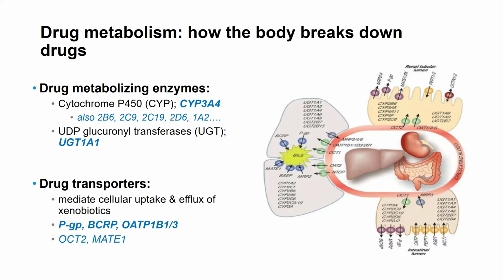Drug transporters in the small intestine, liver, and kidney mediate cellular uptake and efflux of xenobiotics. Transporters involved in clinically significant DDIs include P-glycoprotein, or PGP, breast cancer resistance protein, or BCRP, and organic anion transporting polypeptides, or OATPs.